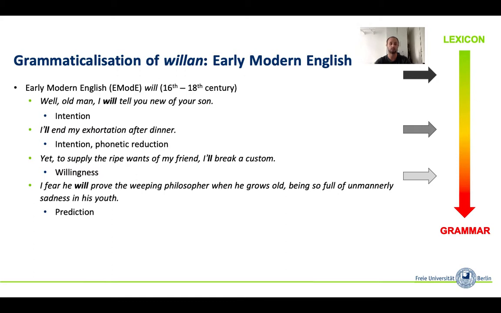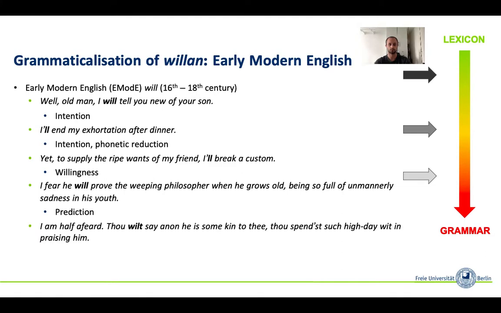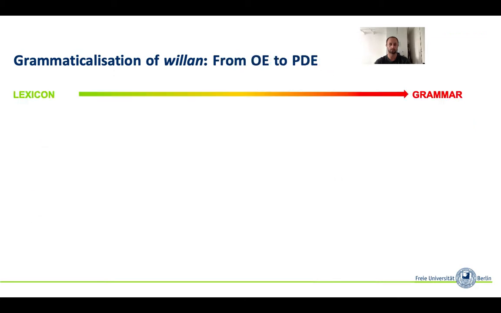Prediction, right? He will prove whatever. This is not that the person, whoever he is, wants to do that or wishes to do that. This is a prediction about the future, not connected to the wants or to the needs of the person speaking. Right. And similarly, we have other cases as well.